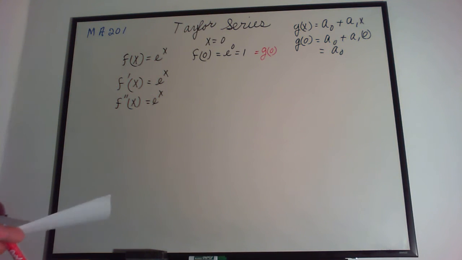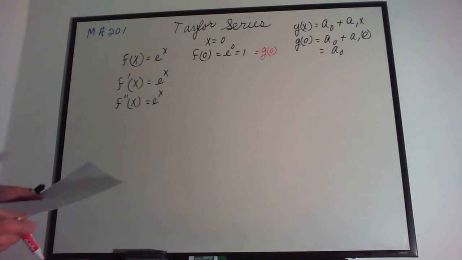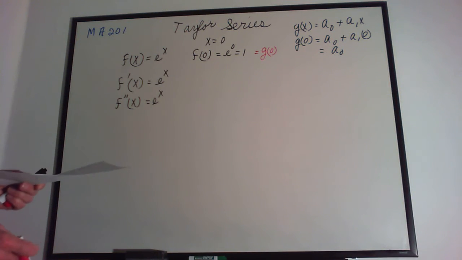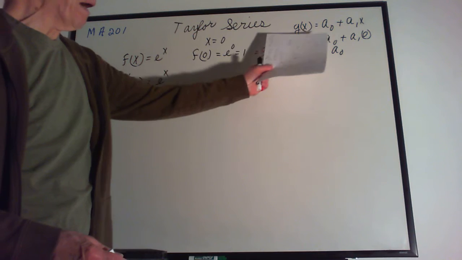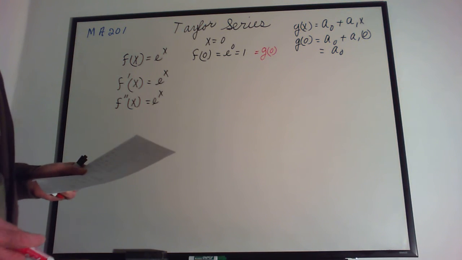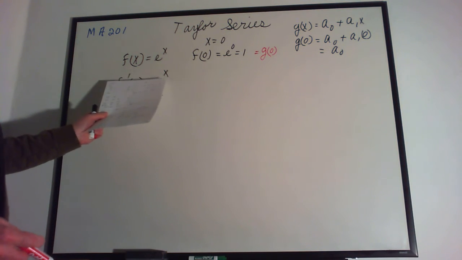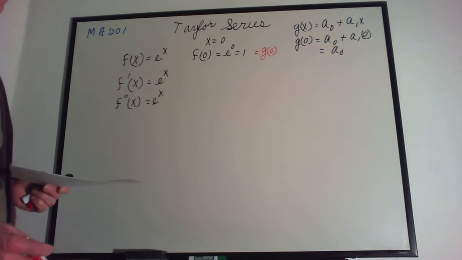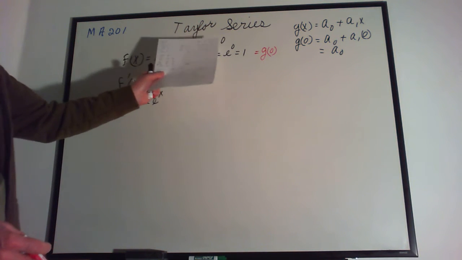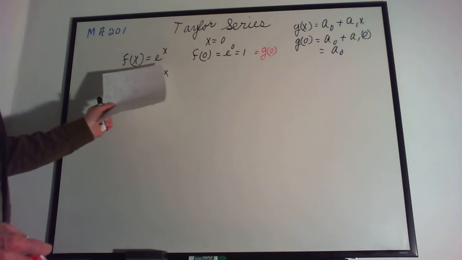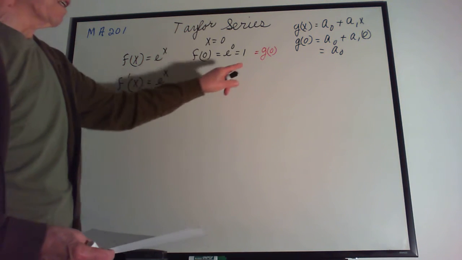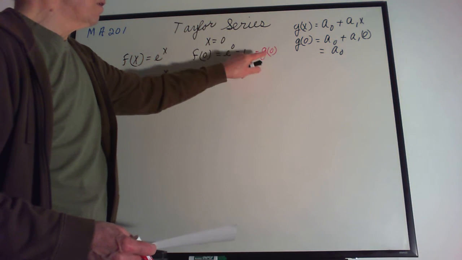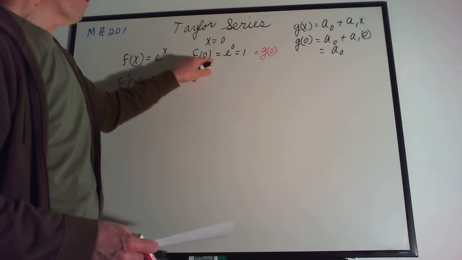All right, I want to talk to you about the Taylor series. We have a function e of x. And what I want to do is write a polynomial that, if I graph the polynomial at a particular point, will coincide with the graph of e of x. So my first step is x is going to equal 0. When x is equal to 0, e to the 0 equals 1. I want g of 0 to equal f of 0.